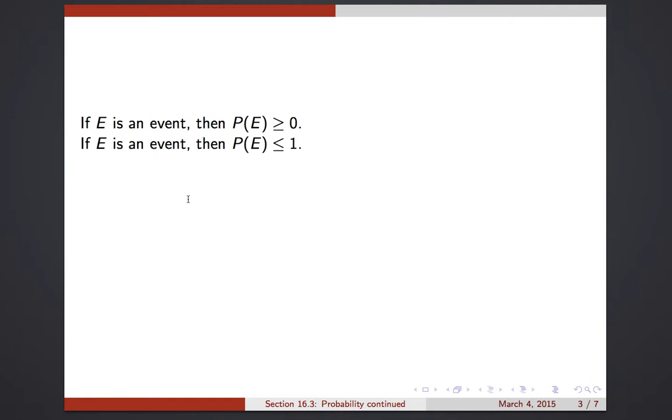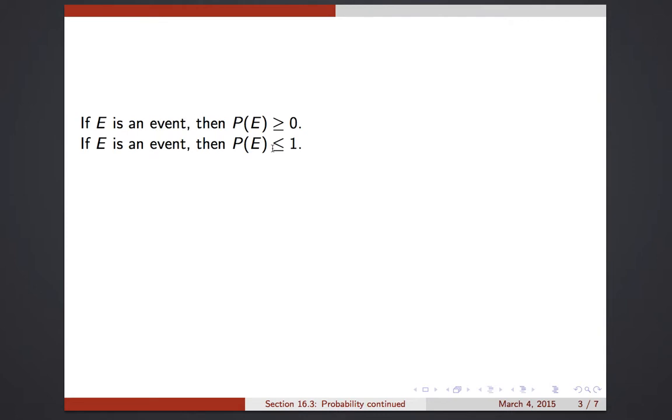So here are a few things to note at the beginning about legitimate ways of assigning probabilities. If E is any collection of outcomes, like you draw a king when you draw a card out of a 52 card deck, whatever E happens to stand for, the probability of that event occurring is 0 or bigger. Probabilities are always positive or 0. Probabilities are never negative. And by the same token, if E is any event, then the probability of E is at most 1. You cannot have a probability bigger than 1. So probabilities must be 0 or bigger, and also 1 or smaller.